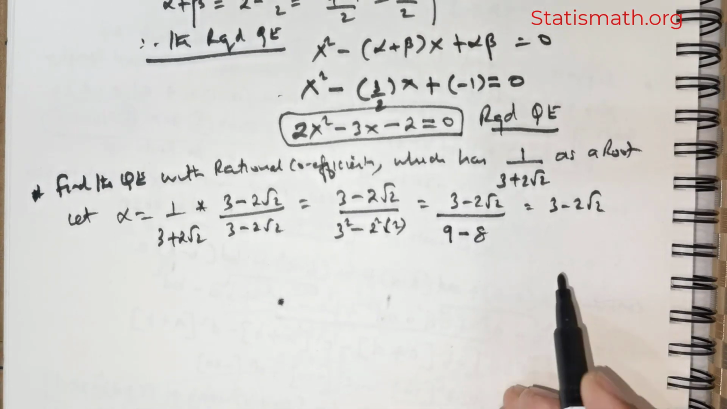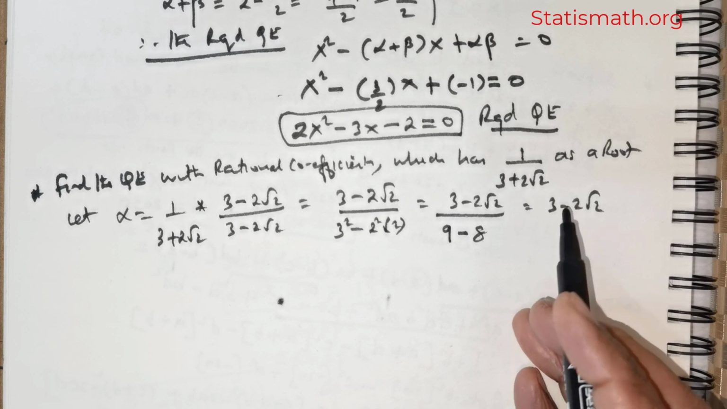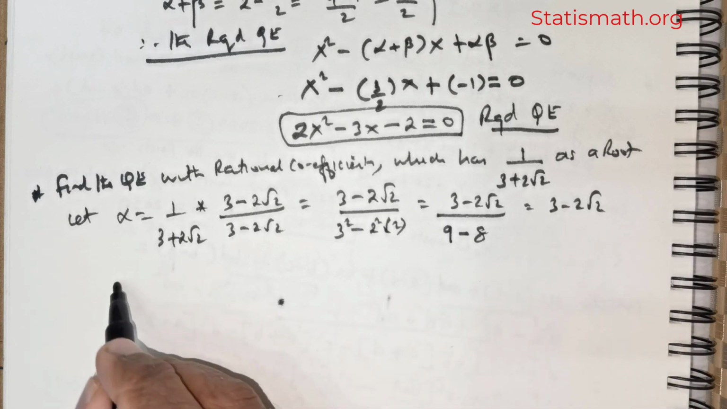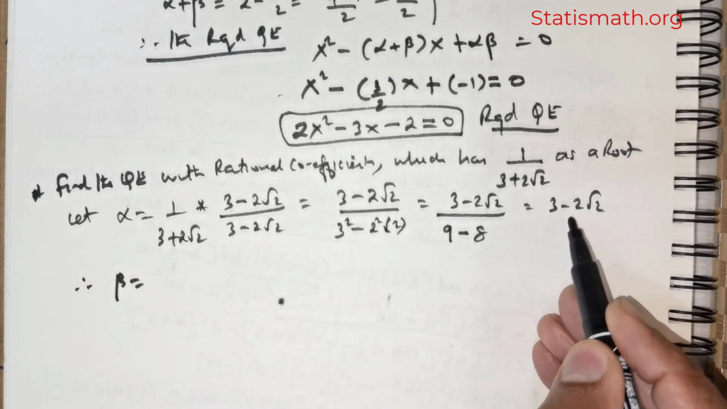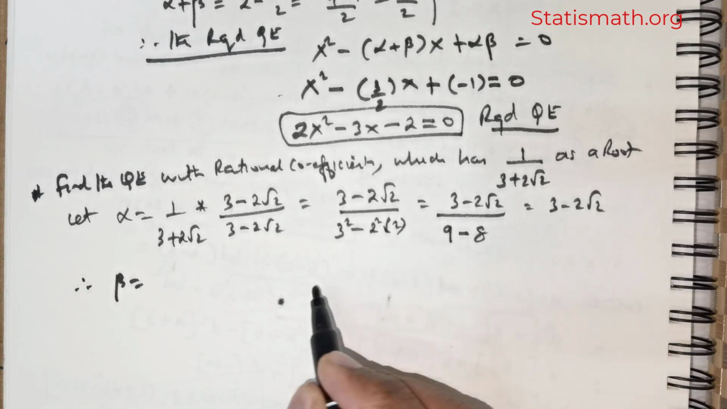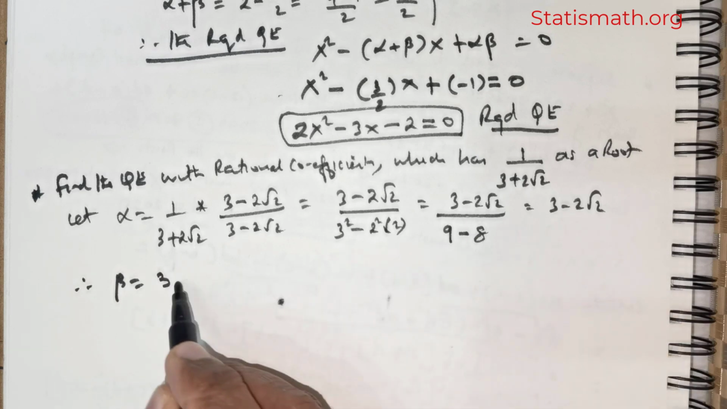Now since we are dealing with the root of this fashion, with rational coefficients, the other root beta is going to be the conjugate of this. If alpha is 3 minus 2 times root 2, my other root beta is going to be 3 plus 2 times root 2.